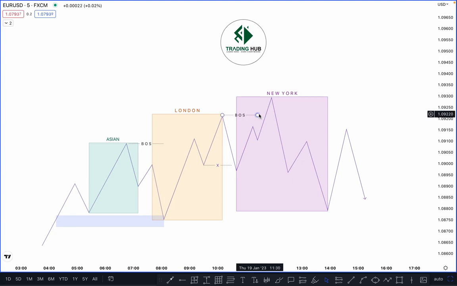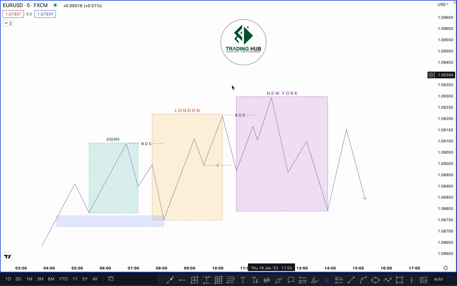But remember one thing. First, in a day, one session will be manipulated. If Asian and London are doing continuation in a bullish direction, then New York will give you a short term or maybe longer term bearish momentum to the downside for the reversal. So these two sessions are continuation, and New York will give you a downside move.